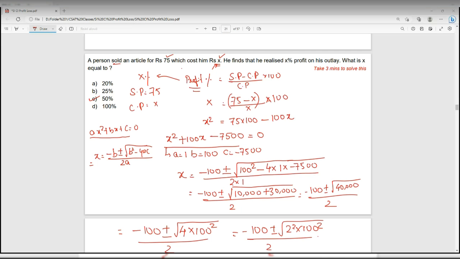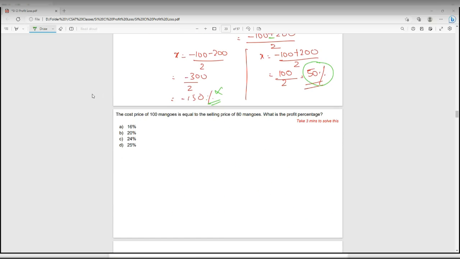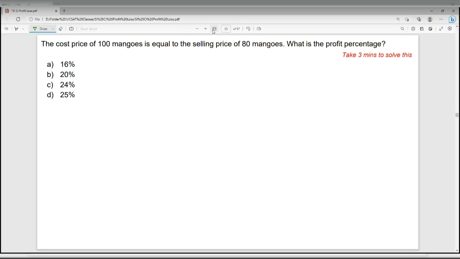If you have any doubt, please ask. Okay, I think there are no more doubts here. So we'll move to the next question. Take 3 minutes to solve this.